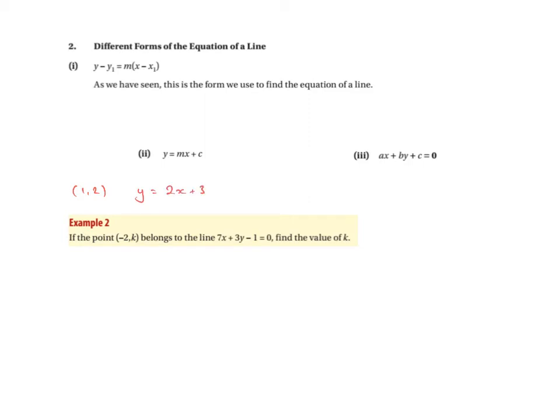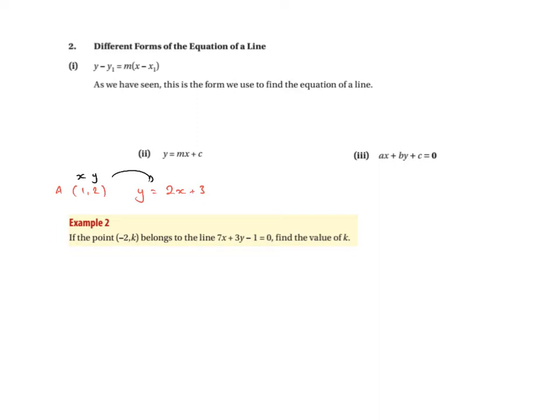Now, there's a very straightforward way to work out whether this point here, I'll call it A, lies on the line y is equal to 2x plus 3. All we do is substitute our x value and our y value into the equation of the line. So let's do that now.